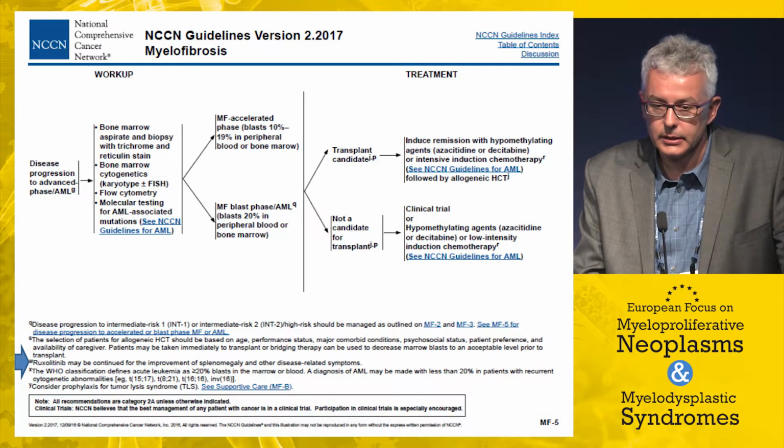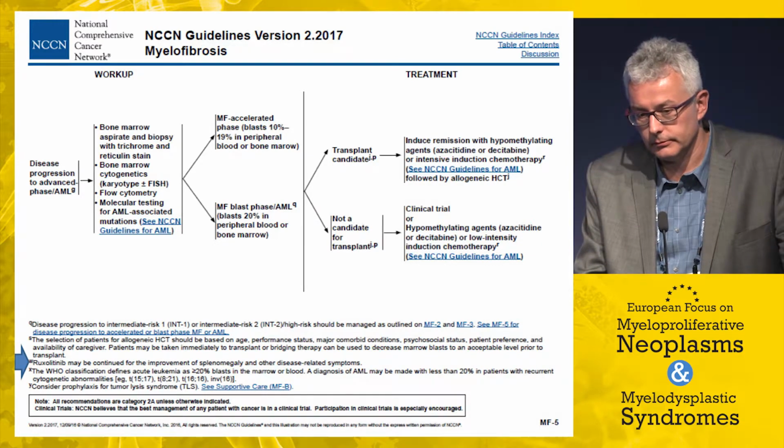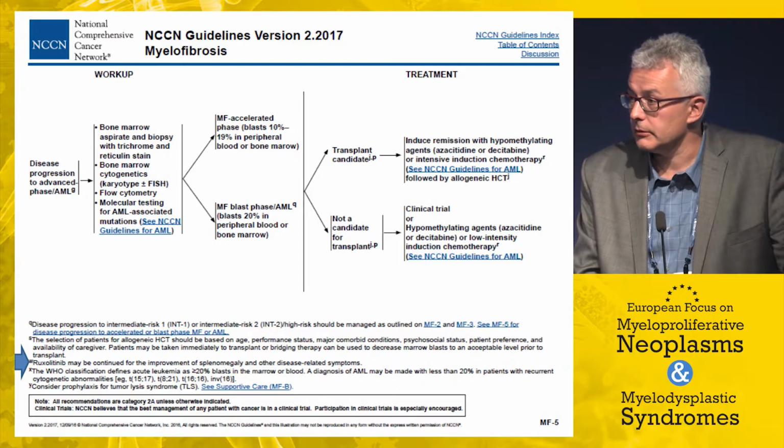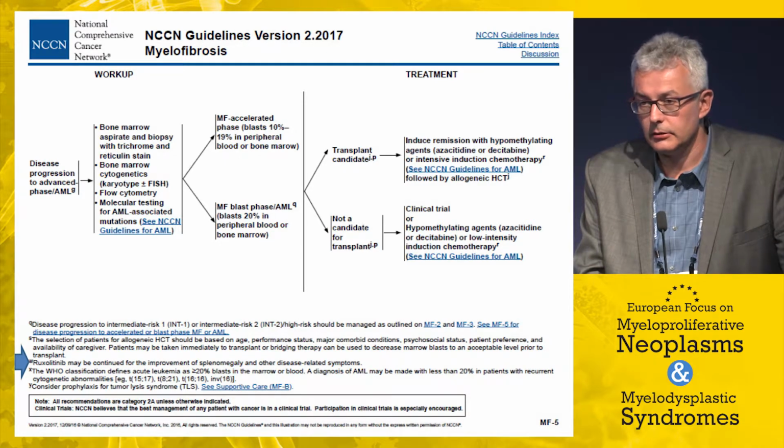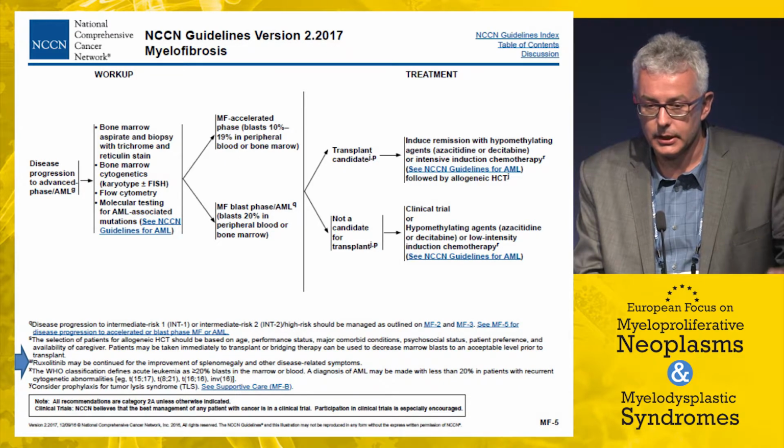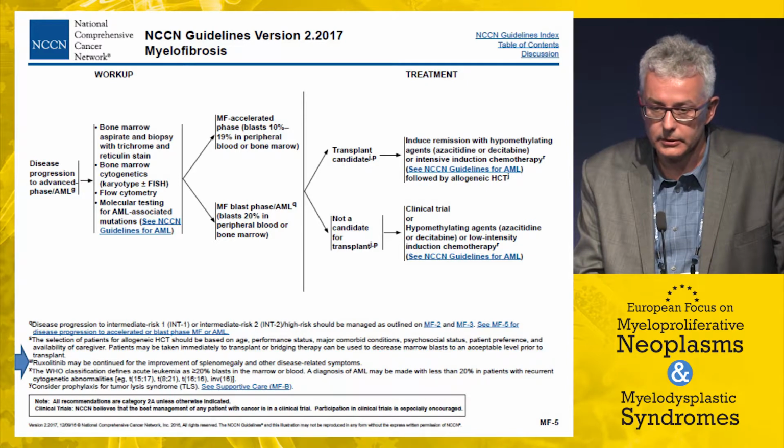Myelofibrosis accelerated phase, 10 to 90% of peripheral blasts or bone marrow, or a blastic phase, equal approach. Why equal approach, one would say? Because the outcome of these patients appears to be equal, actually. 10% or higher is similar to 20% and higher, and there is not much difference in retrospective analysis. Papers exist on that topic as well.